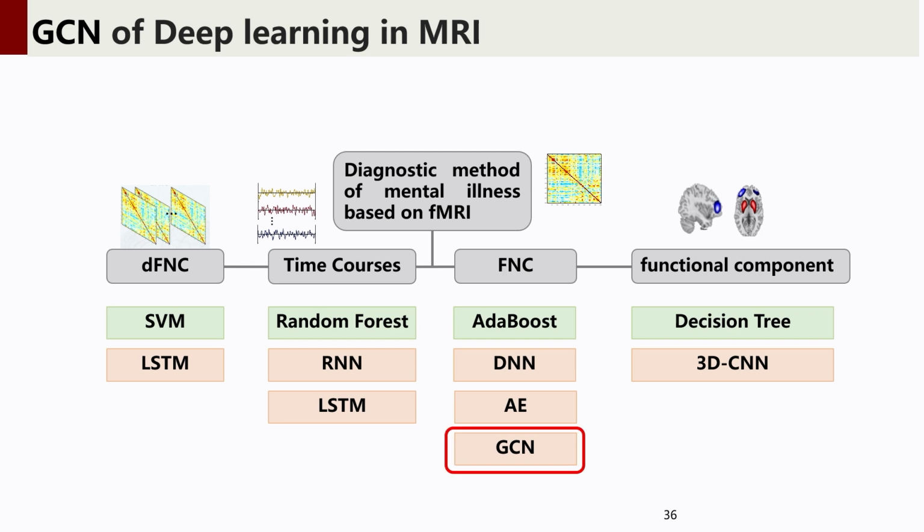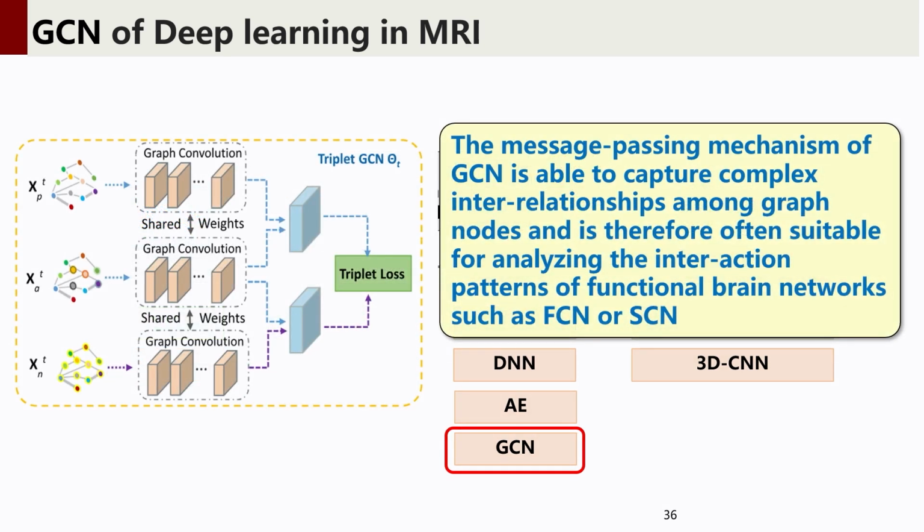And finally, let's go to GCN. Nowadays, calculating connectivity patterns is very common and popular. We know that connectivity patterns provide us a graph, which gives us a way to use GCN to capture the interrelationships between graph nodes and edges. And here we could use GCN to deal with either functional networks or structural networks.